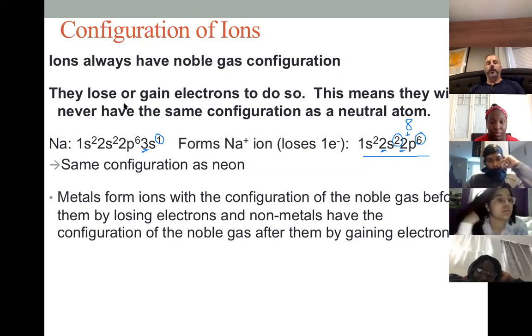So on the periodic table, the metals are always going to go backwards towards the noble gas, and nonmetals will always go forward to become that noble gas.